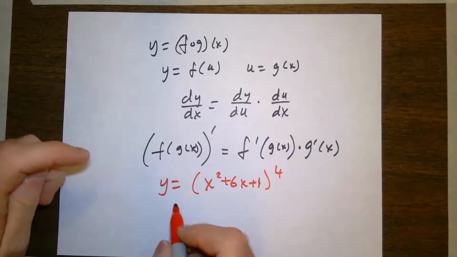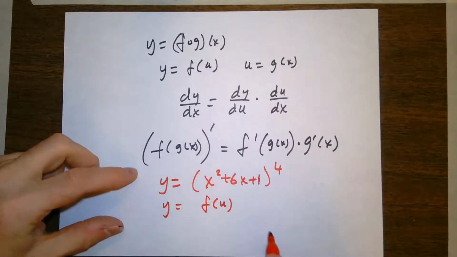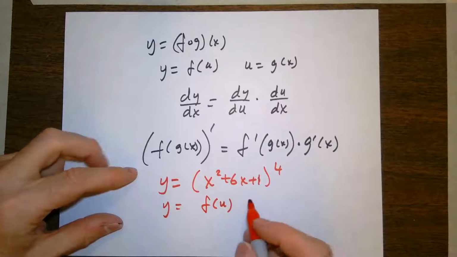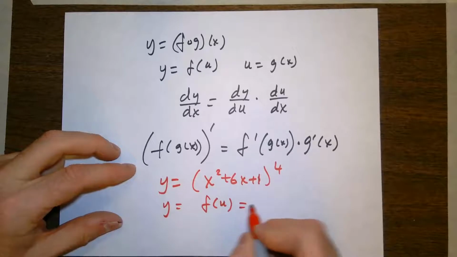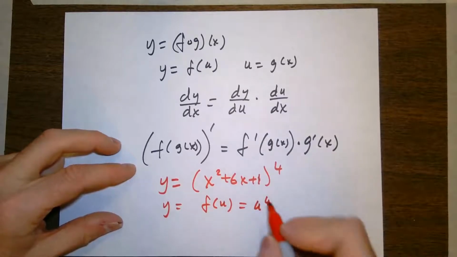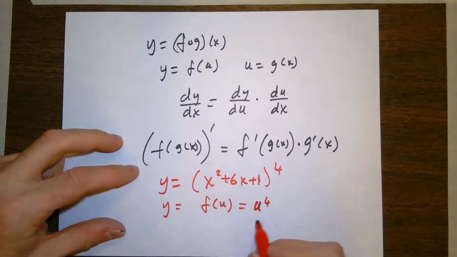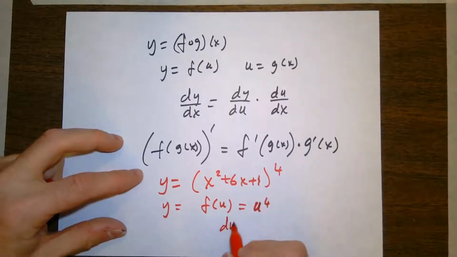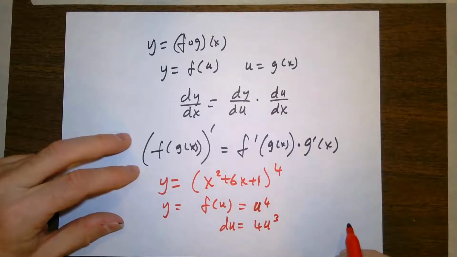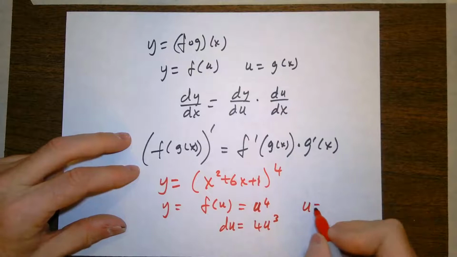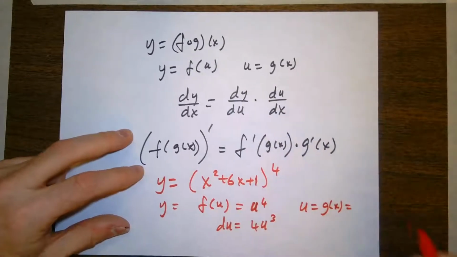I want to think about this function, y, as some sort of function of u. And if I do, then this is u to the 4th. F of u is u to the 4th. That's a u there, u to the 4th. And I know that the derivative is 4u cubed.